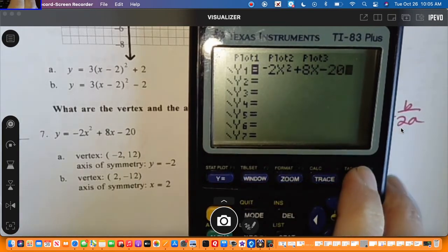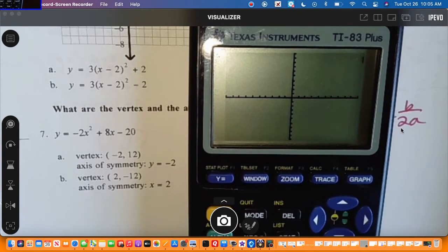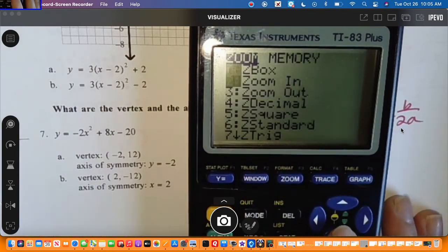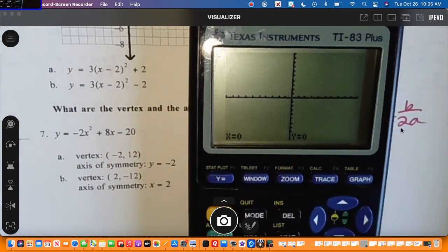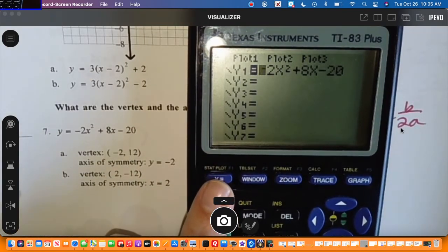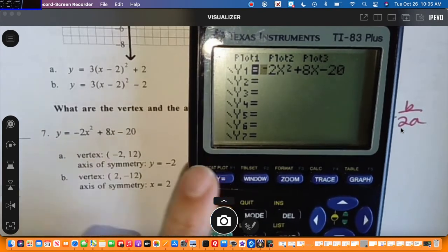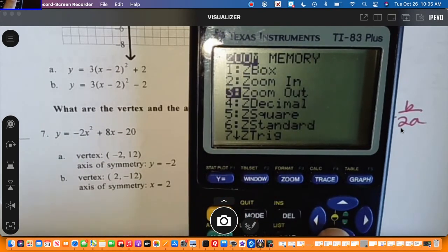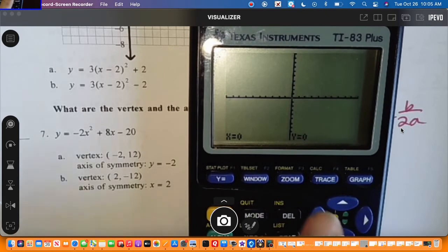Let's say that you wanted to graph this. Mine didn't come on. Let me zoom out. Let's do it this way. Plus 8x minus 20. I'm just trying to see. Let's just take this from now.